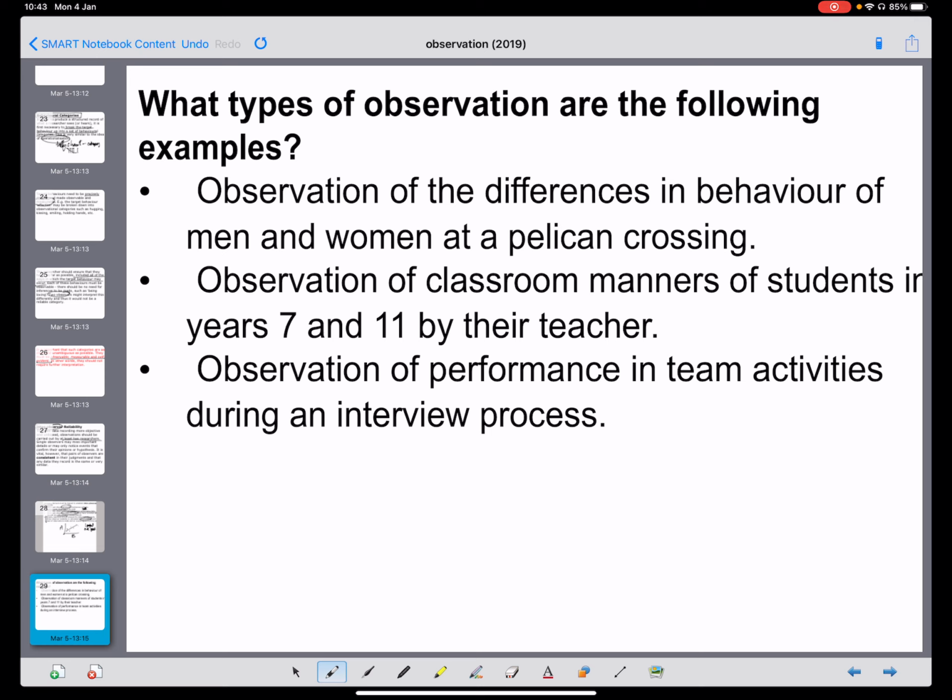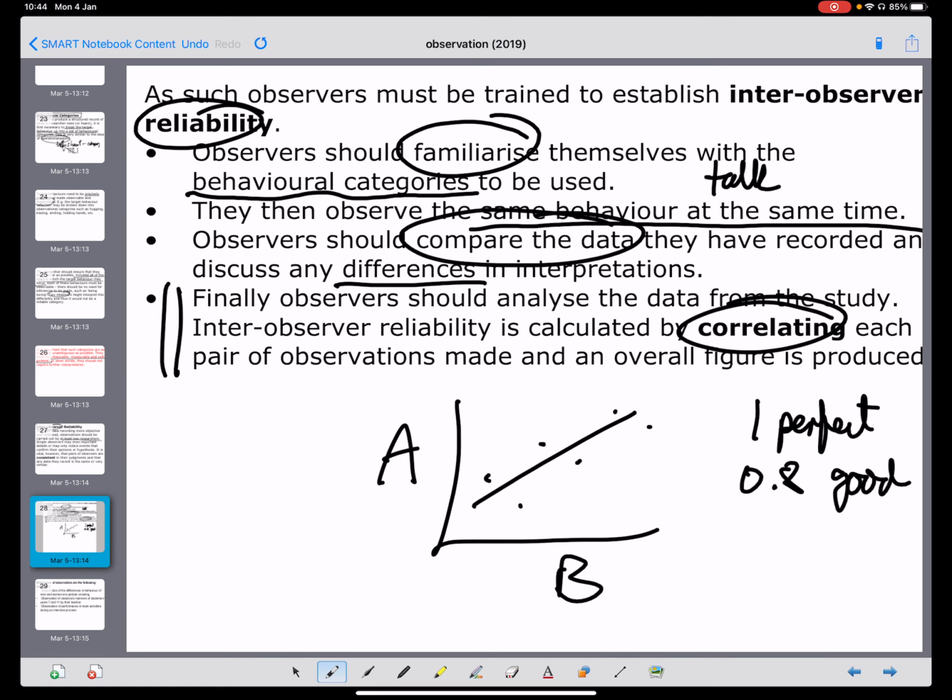Okay, so what I would recommend at this particular stage is that you just simply go through the notes and make sure you understand the different phrases and terminology. The difficult stuff is this business here about how do we make sure observations are reliable. And that's something which obviously I can talk to you about if you perhaps don't get it. But the key is these 4 points. The main two being that they have to observe the same behaviour at the same time, and ultimately we have to correlate their scores with each other.